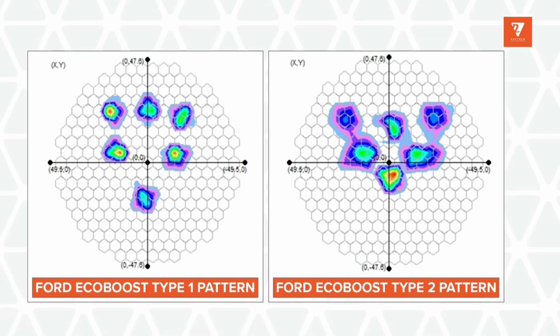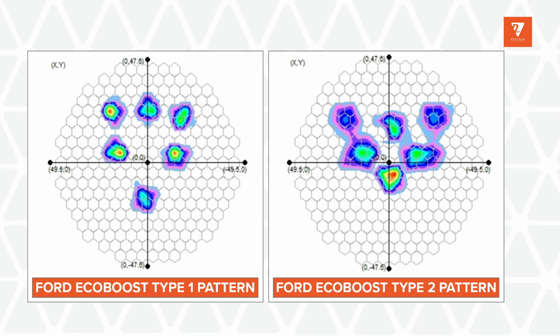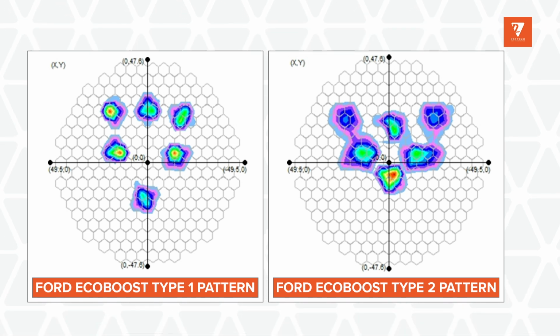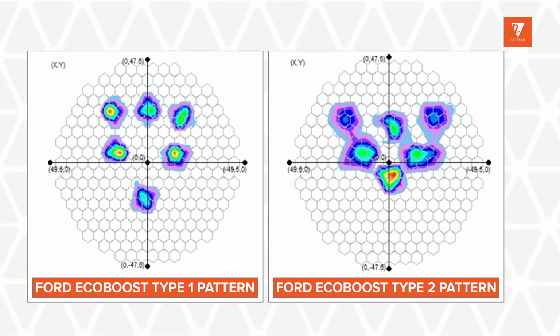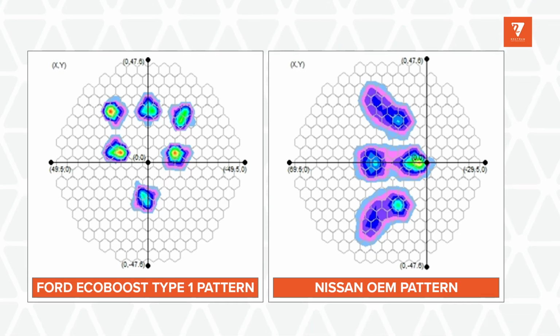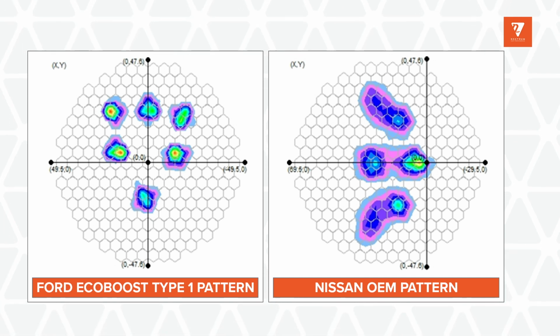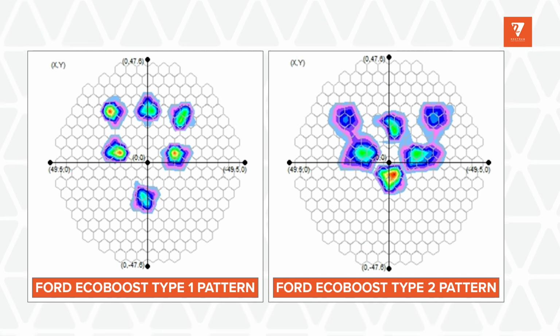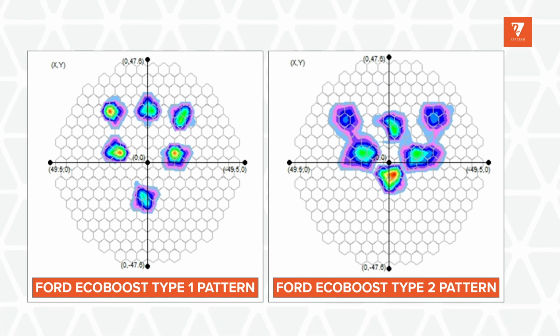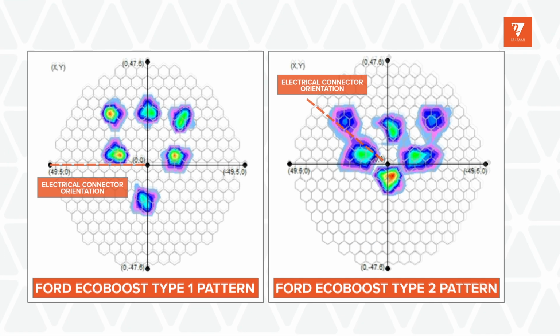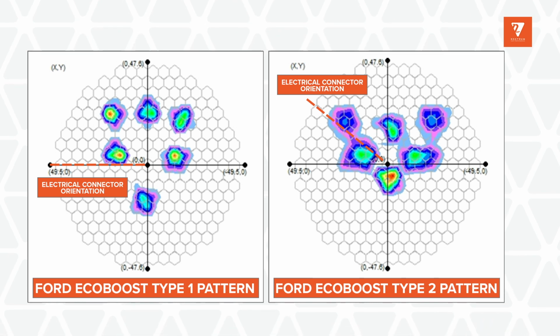The spray pattern can change between two different generations of the same engine, as the example shown now, in which you can see a Gen 1 and Gen 2 EcoBoost injector, but it will also change between two very different engines. For example, the EcoBoost and a Nissan injector. To show the example of two different spray patterns, here we have two spray patterns for two different generations of an EcoBoost engine. We can see that they have different shapes, but also the orientation of the spray in relation to the electrical connector.